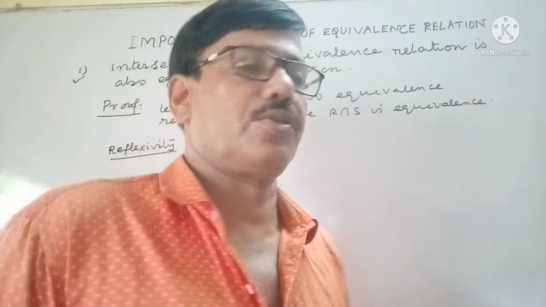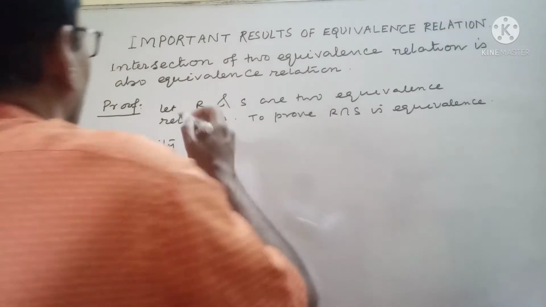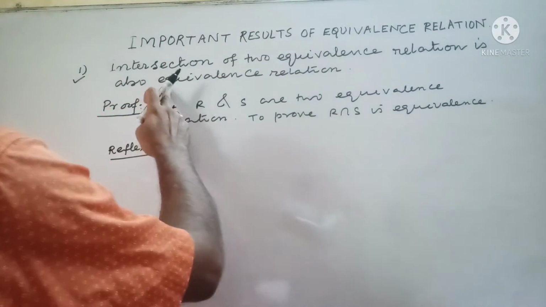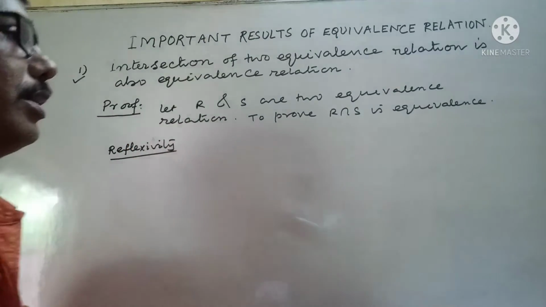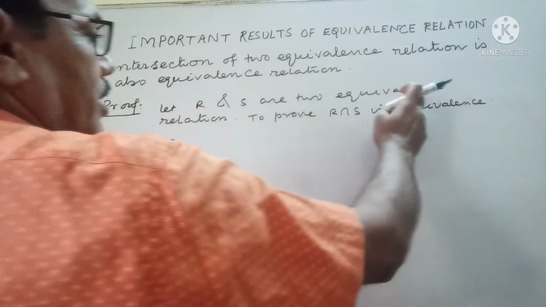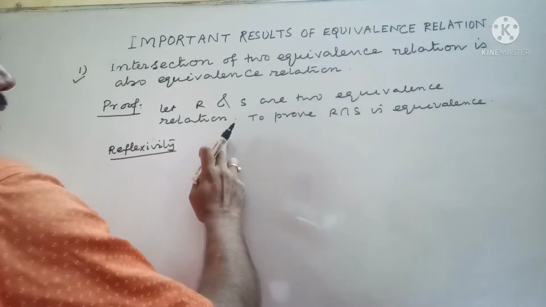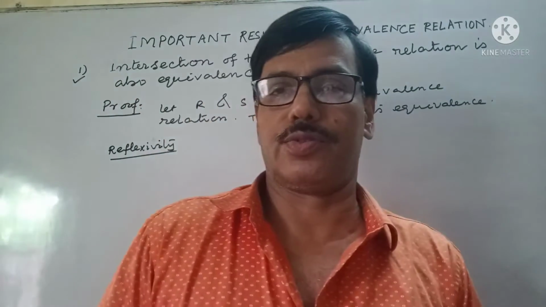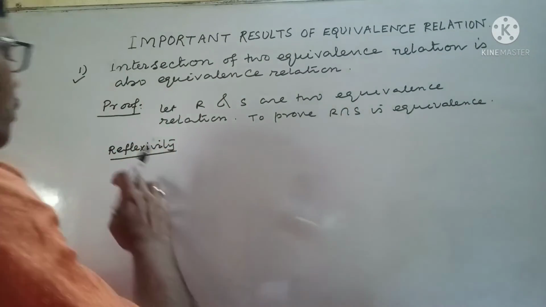So let us consider the first one. Intersection of two equivalence relations is an equivalence relation. So let R and S be equivalence relations. To prove R intersection S is equivalence. So, reflexivity.